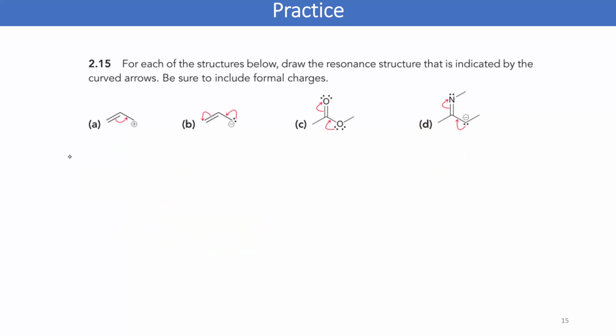These arrows look really similar to the one right next to it, right? The actual atoms are different. So we took a lone pair. We moved it over to make a pi bond. And in order to do so, we had to break a pi bond and give the nitrogen 2 lone pairs.